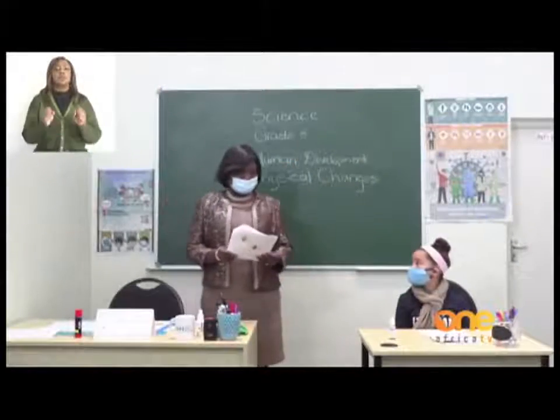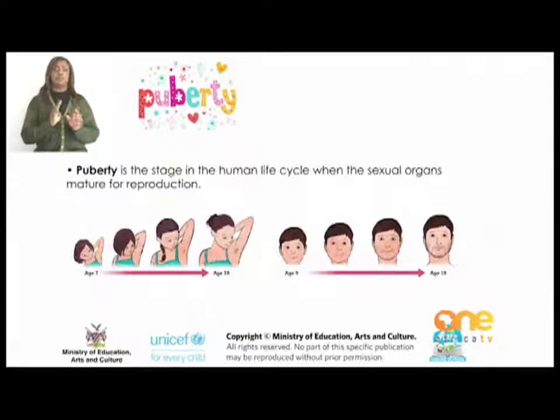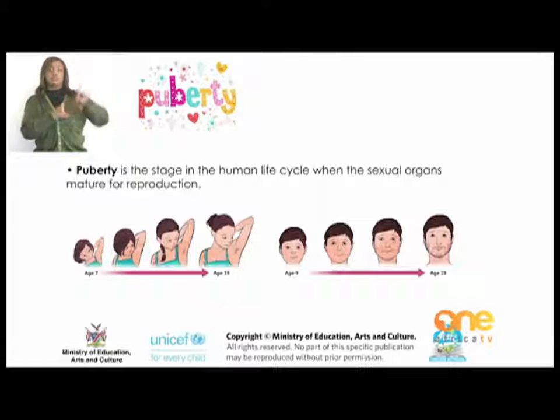Chanel, let's look at page 14. We are looking at puberty. What is puberty, Chanel? Puberty is the stage in the human life cycle when the sexual organs mature for reproduction. In short, we say puberty is the time when boys and girls change into men and women. Underneath puberty, you can see there's a picture. That picture is trying to illustrate some of the changes that we undergo during puberty.